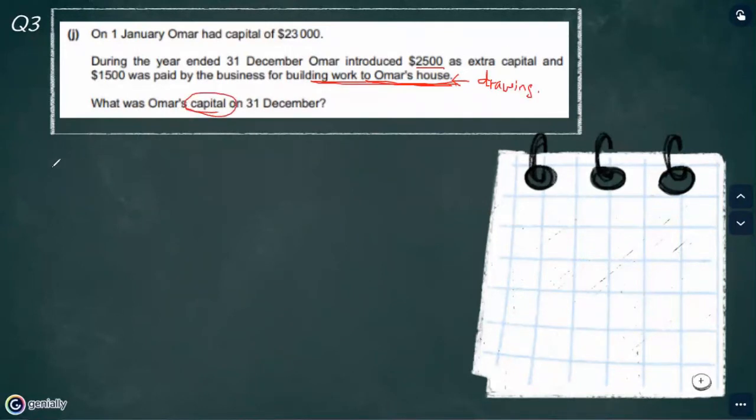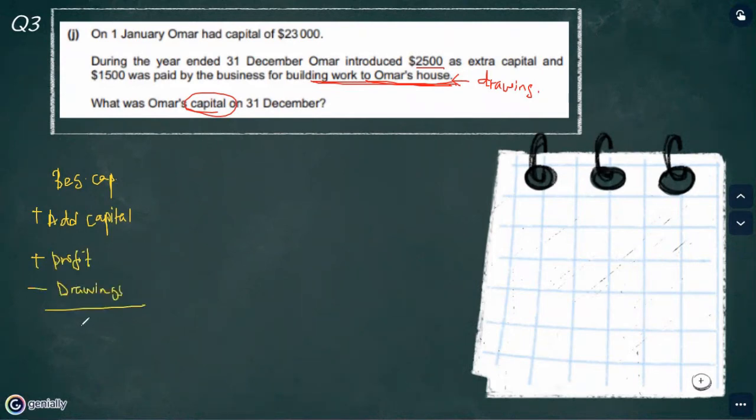Now let's look at this. So how do we do this? We have beginning capital plus profit. No, since we have additional capital, we're going to work on that first. Beginning capital plus additional capital plus profit minus drawings, you should get ending capital.